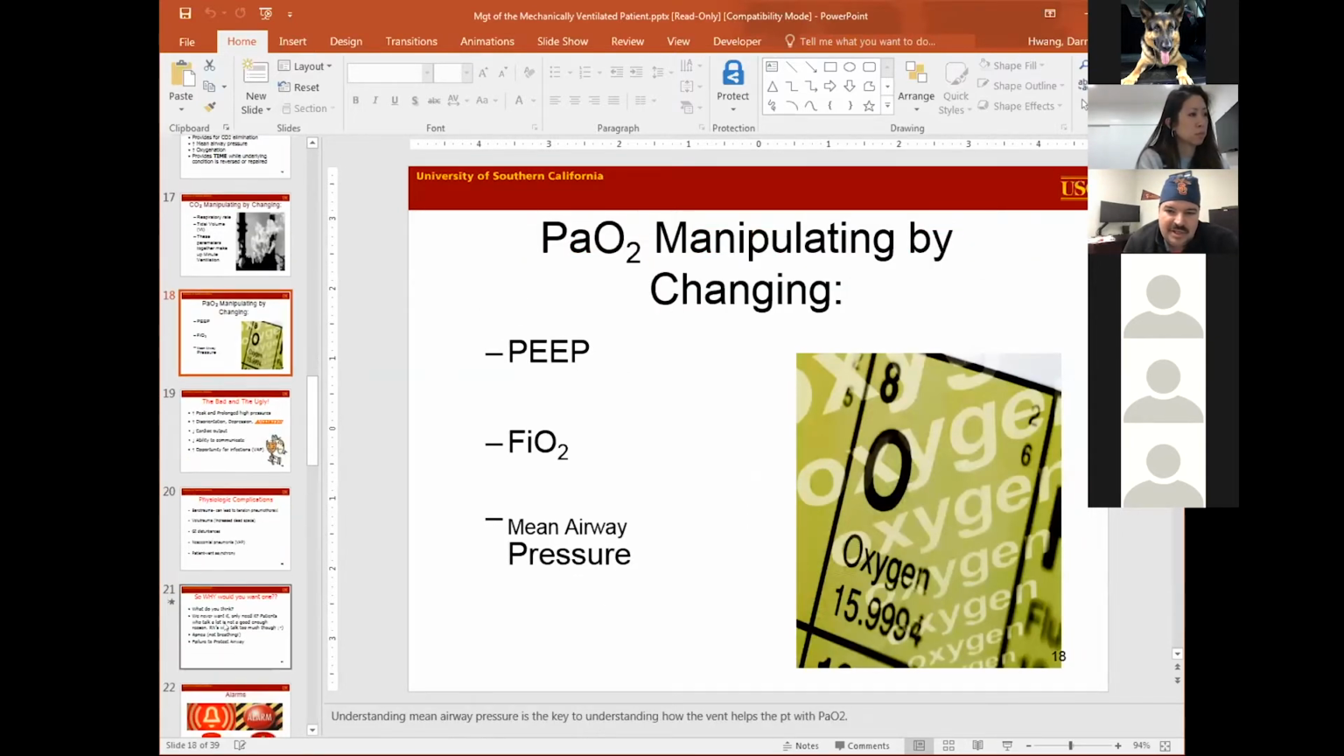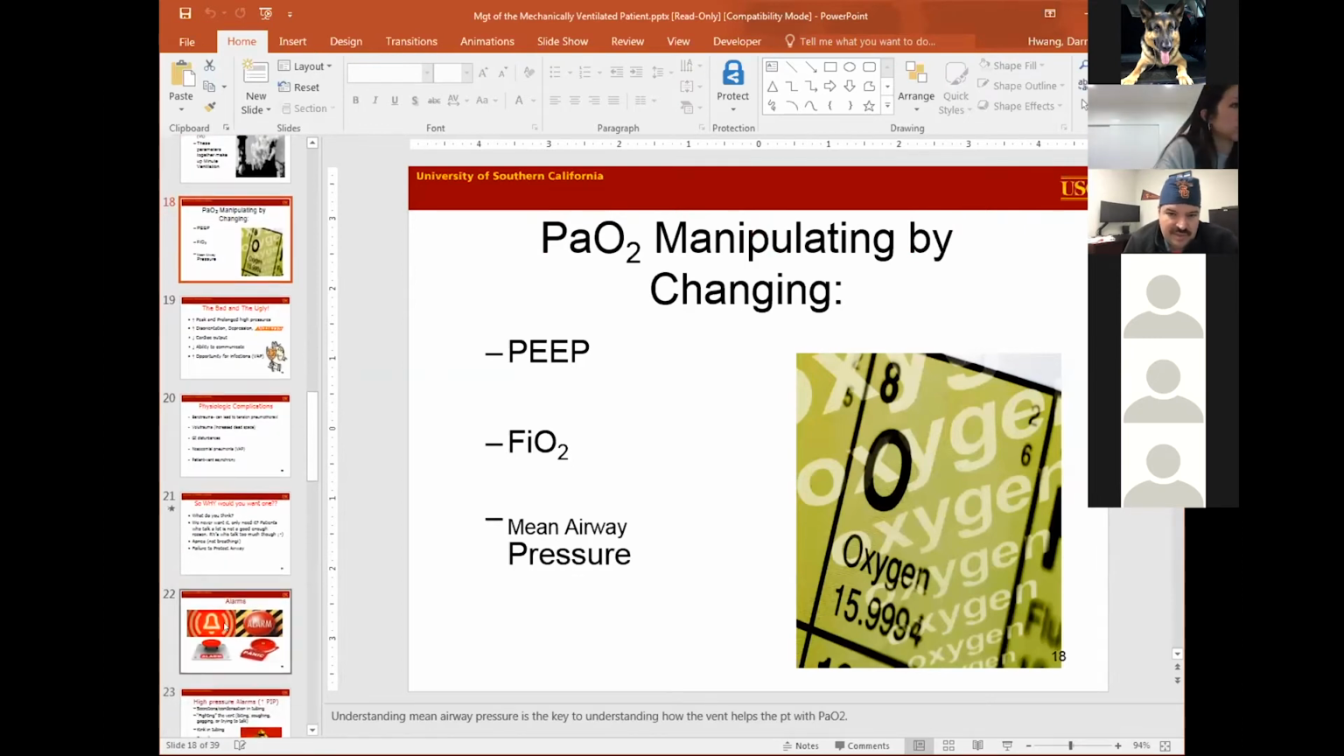This is the main challenge with designing a ventilator for COVID patients: controlling the amount of oxygen support that we have aside from the mix, or the fraction of inspired oxygen, we provide. And that's through mean airway pressure and PEEP mainly. Let's continue.